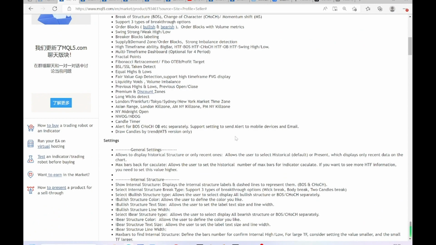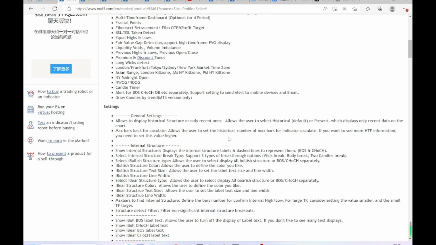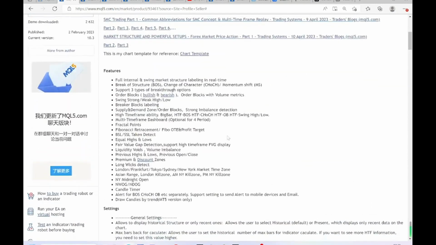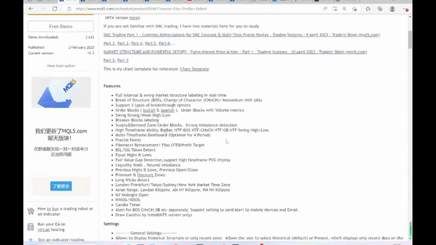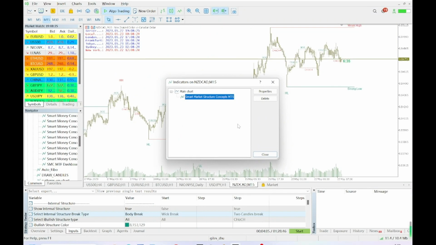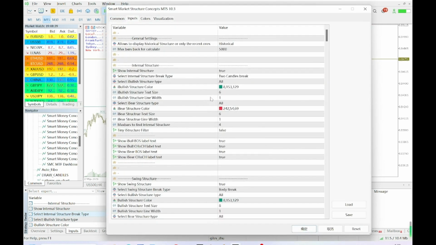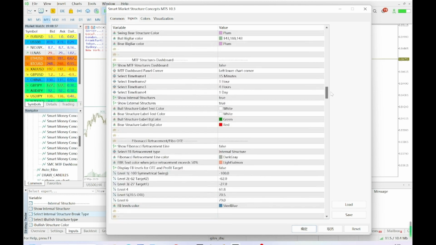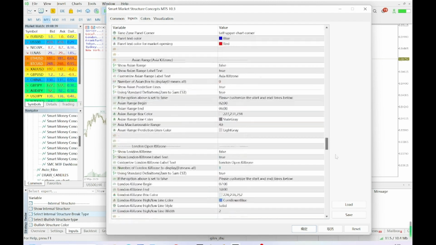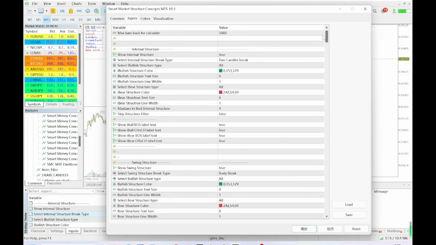The indicator settings are very rich, and we will introduce each function one by one. Next, we will introduce the basic functions and settings of the indicator. First, open the indicator setting page. Here I have turned off all the functions below, leaving only the internal structure and the swing structure.